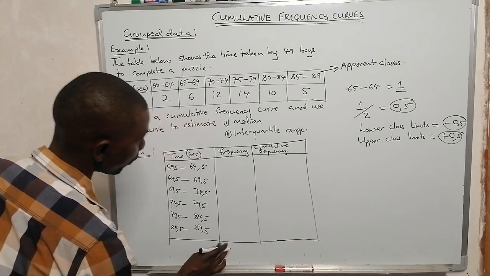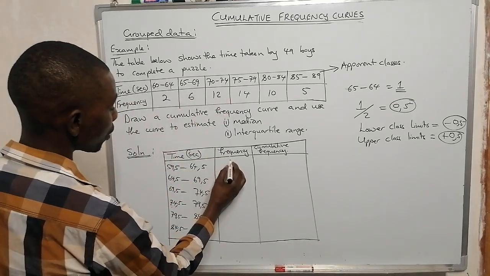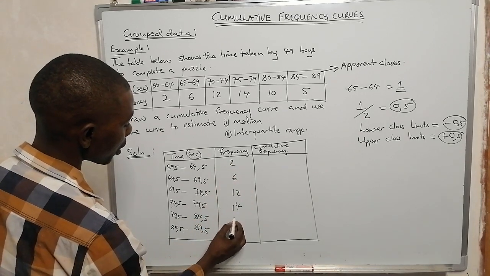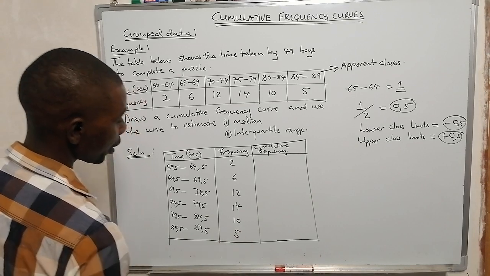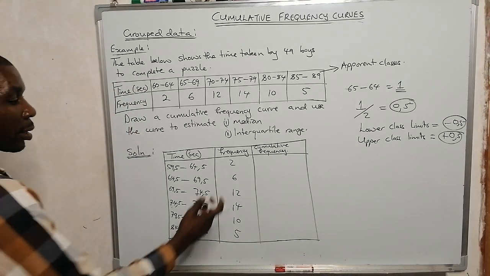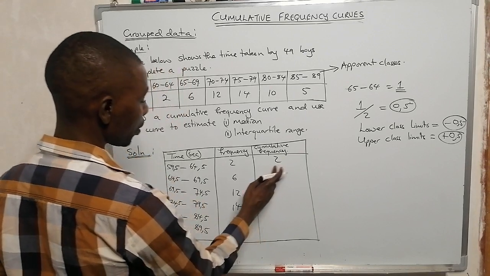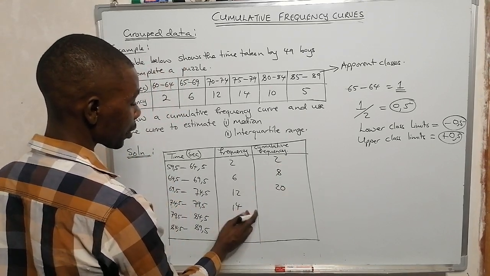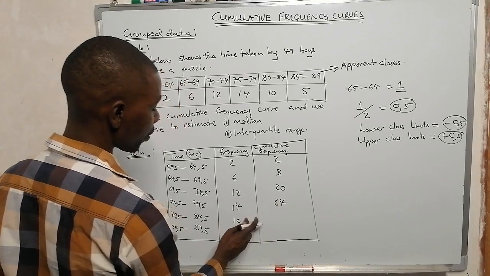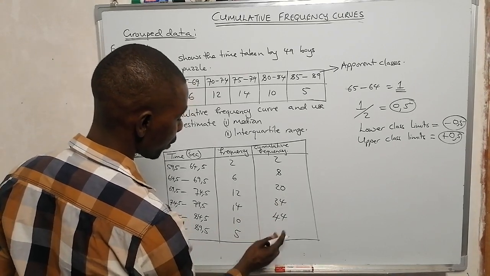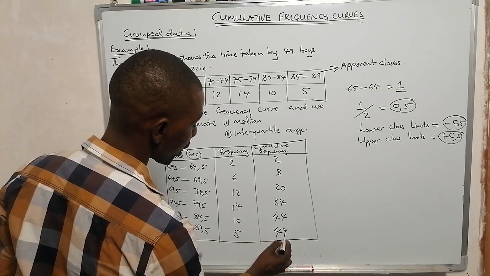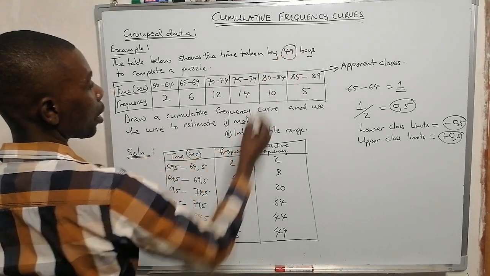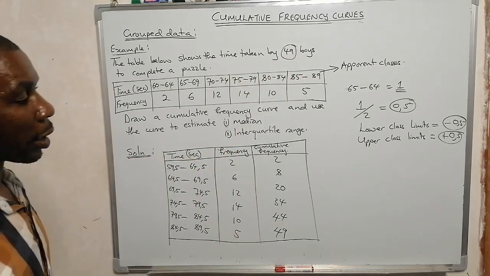Right, now our frequencies, we have 2, 6, 12, 14, 10, and 5. Now, cumulative frequencies, we have 2 as our minimum, plus 6 we get 8, 8 plus 12 we get 20, 20 plus 14 we get 34, 34 plus 10 we get 44, then 44 plus 5 we get 49. Remember, the question says we have 49 boys. That will be our total, right?